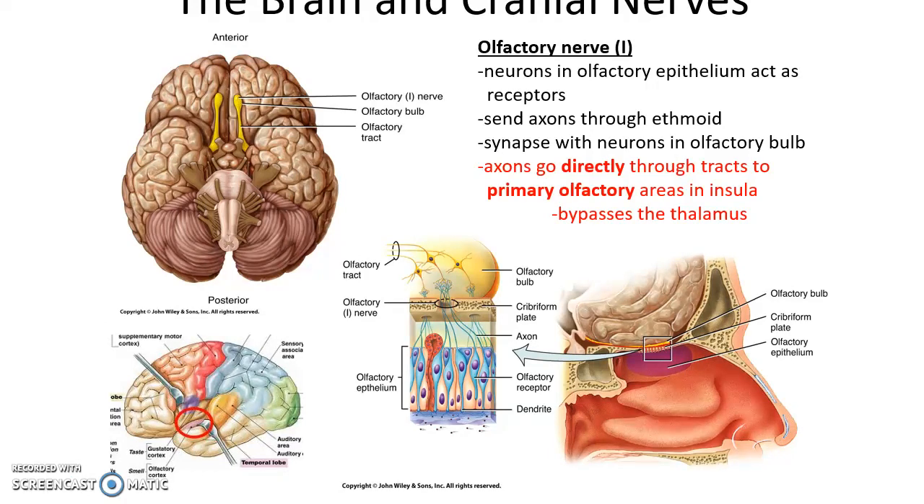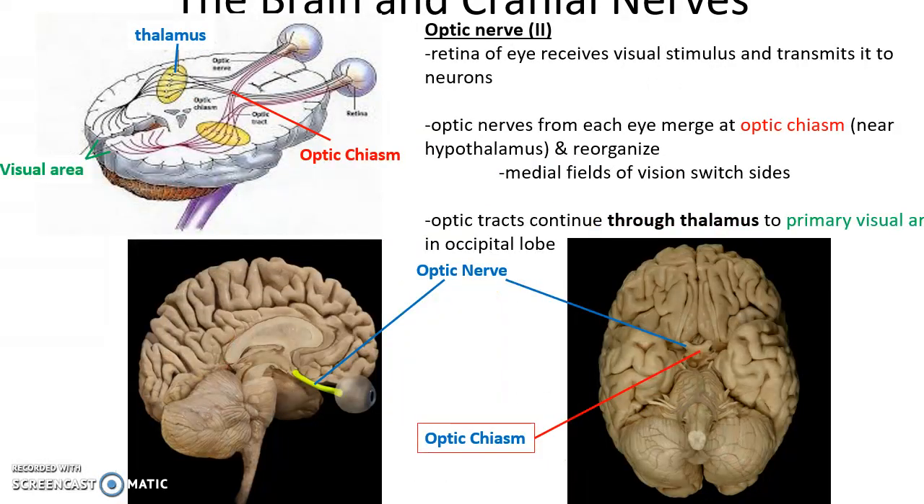of smell or olfaction. It sends the axons to the ethmoid bone, as shown here. They go to the olfactory bulb. The olfactory bulb then carries that through the olfactory tract. That then carries the information to the primary olfactory area in the insula. It completely bypasses the thalamus. Thalamus not involved.